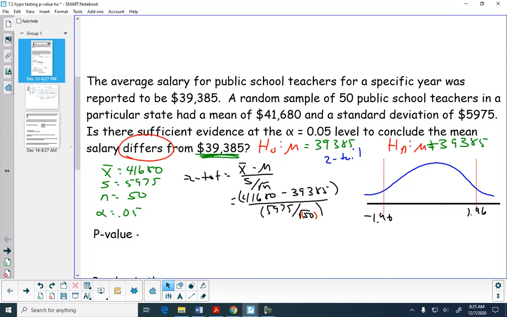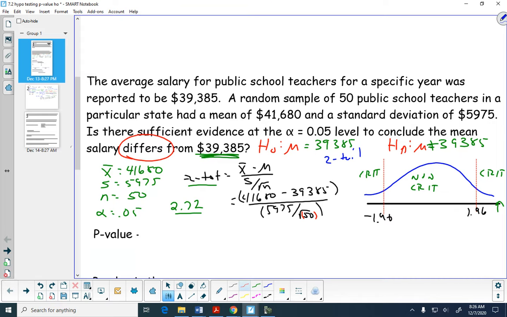Sarah, what do you give for a test value? 2.72. Yeah, that's what I got too. So if we take a look, 2.72 throws us out here. This is non-critical. This is critical. So we find ourselves in a critical region now.